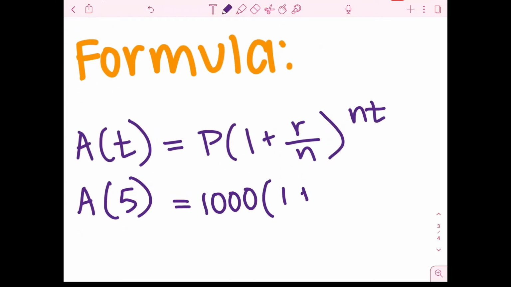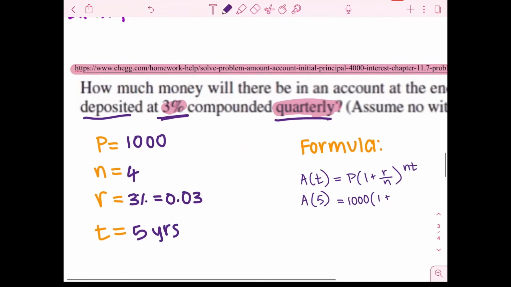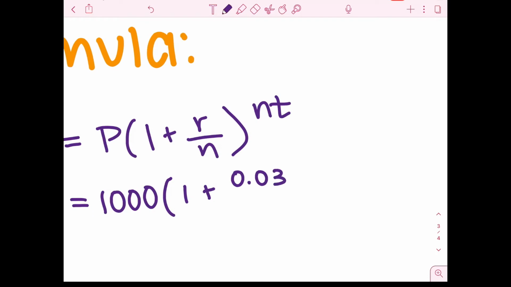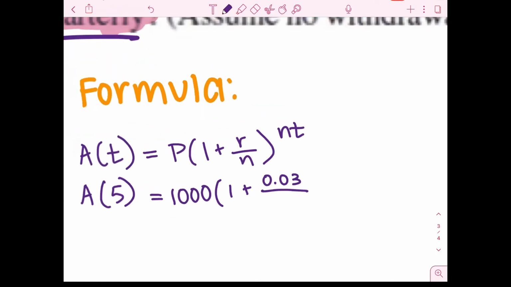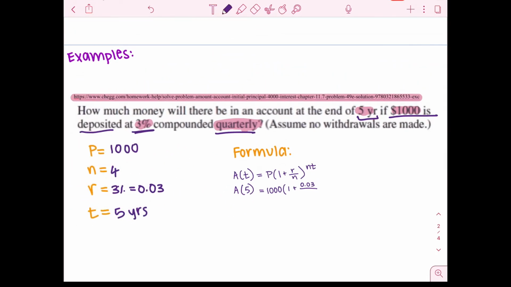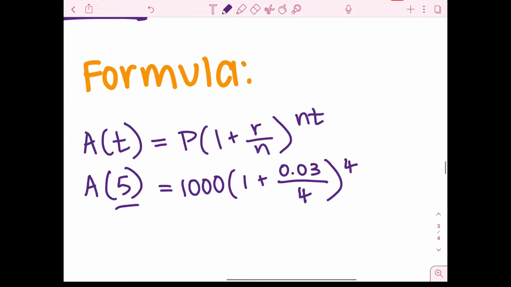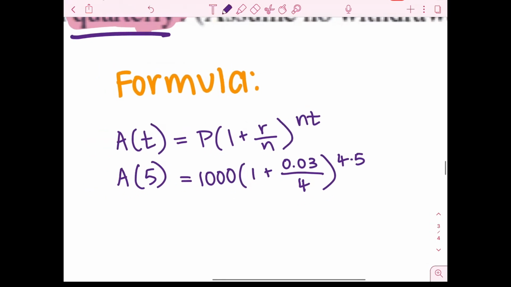Times 1 plus our R, 0.03, divided by our n, which is 4. And then our n again, 4. And t right here is our 5. 4 times 5. Great. So now you have all the numbers in place. All you have to do is simplify.